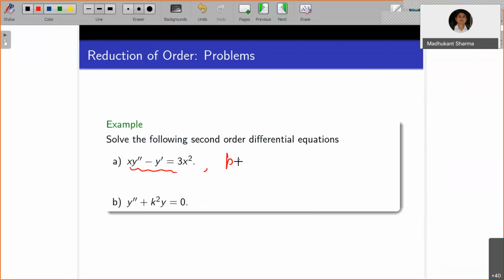So I will use the transformation p equals dy by dx, and then dp by dx is y double dash. dp by dx minus p is equal to 3x square. So this implies dp by dx minus p by x is equal to 3x, in p and x, whose integrating factor is e to the power integration of minus 1 by x.